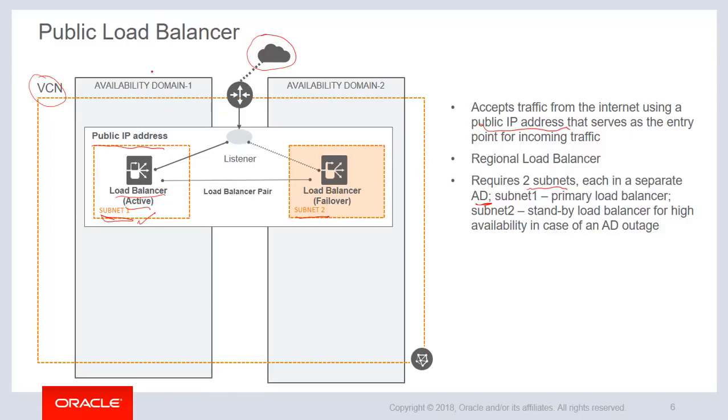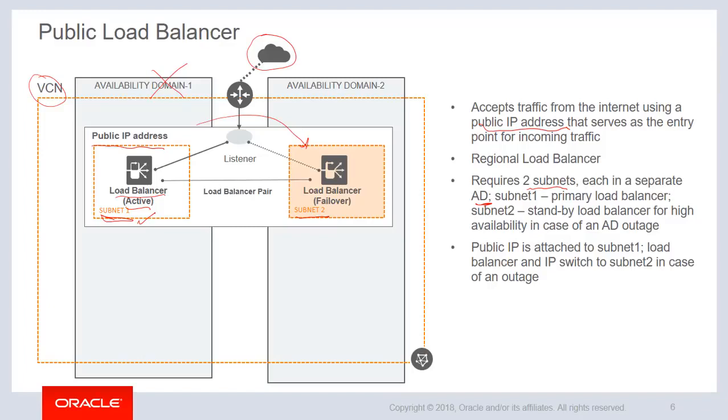So let's say my AD1 goes down, my load balancer will switch from the active to the standby, or the failover, and the public IP address will move over to this particular load balancer here. Like I said, the public IP is attached currently to subnet 1 when you create a load balancer in your first AD. But in case of an outage, the load balancer and the public IP will switch to subnet 2, and the load balancer would still be up and running.